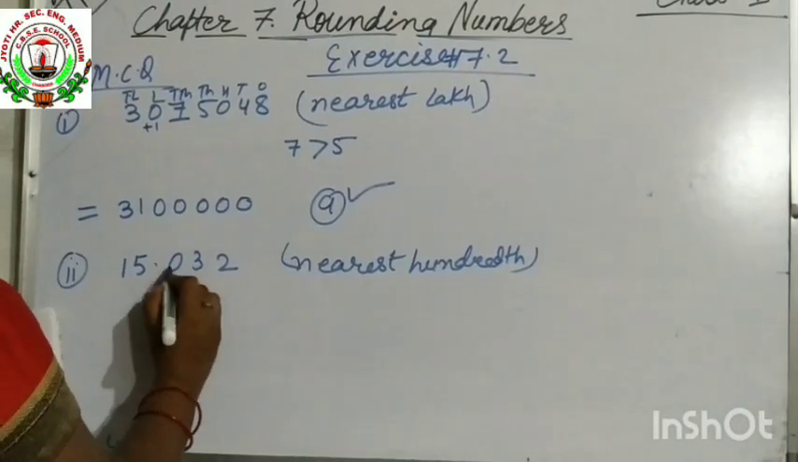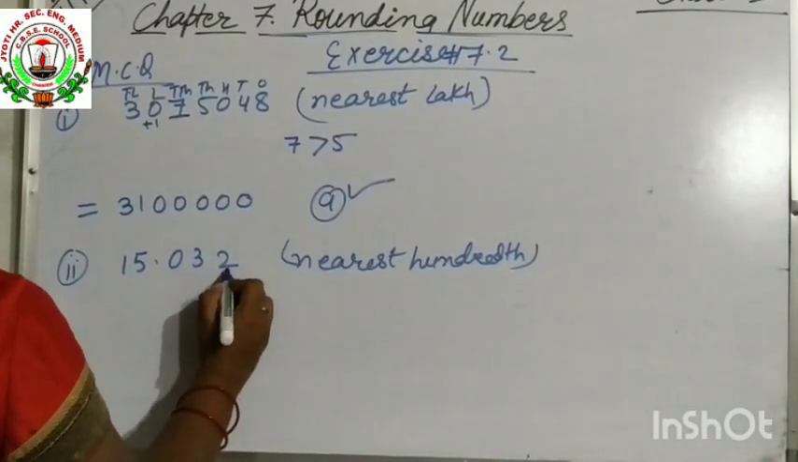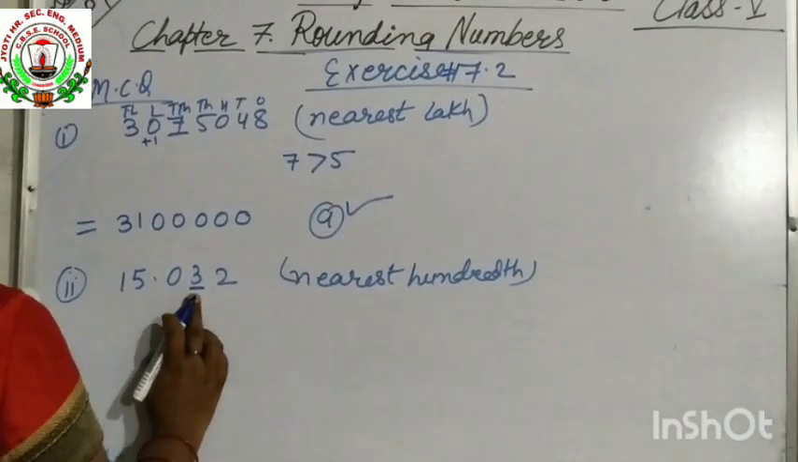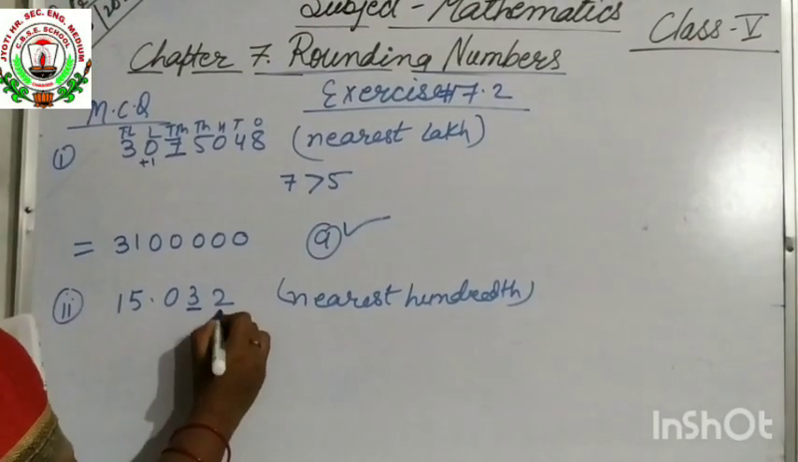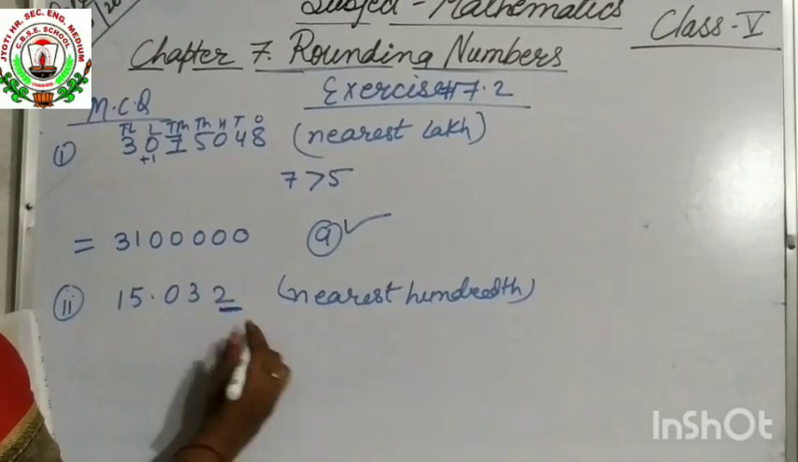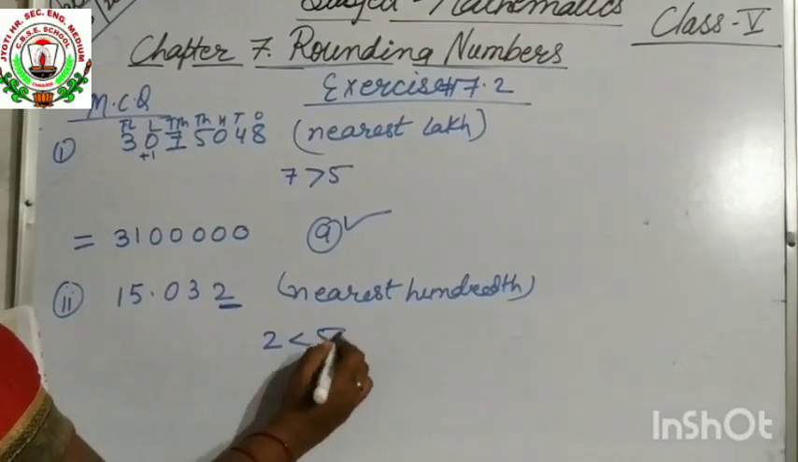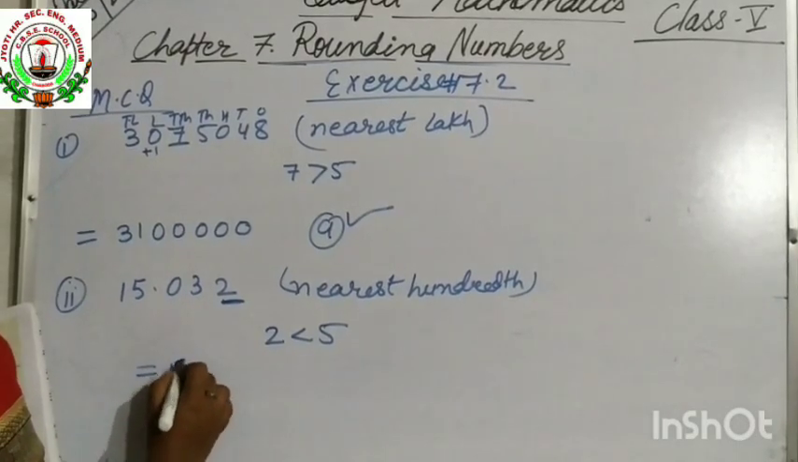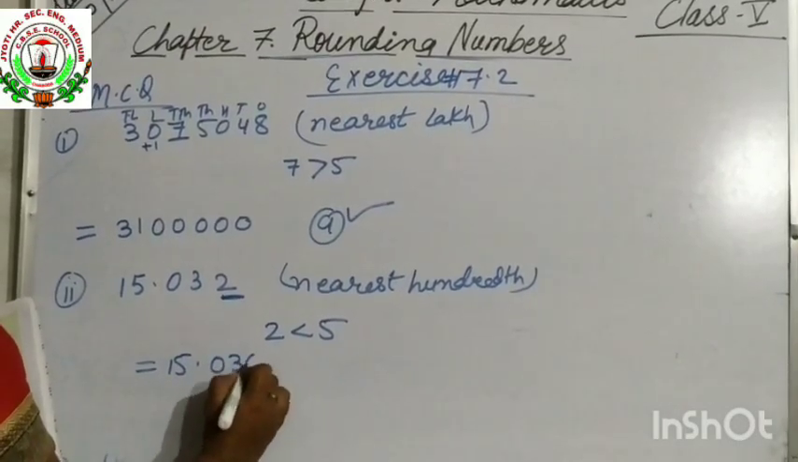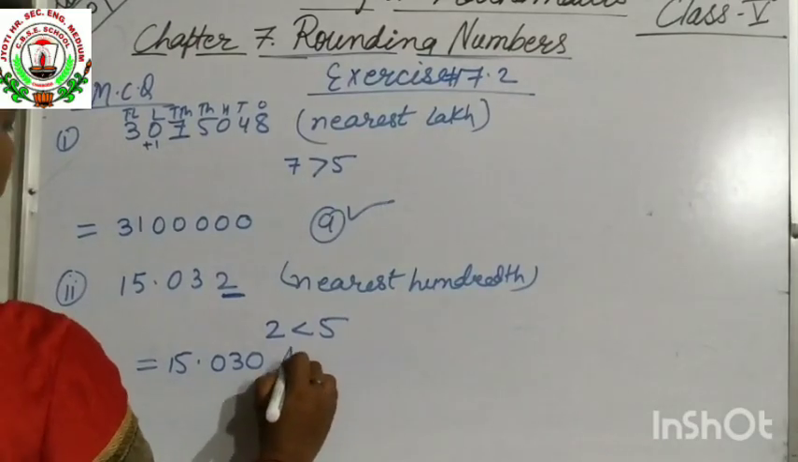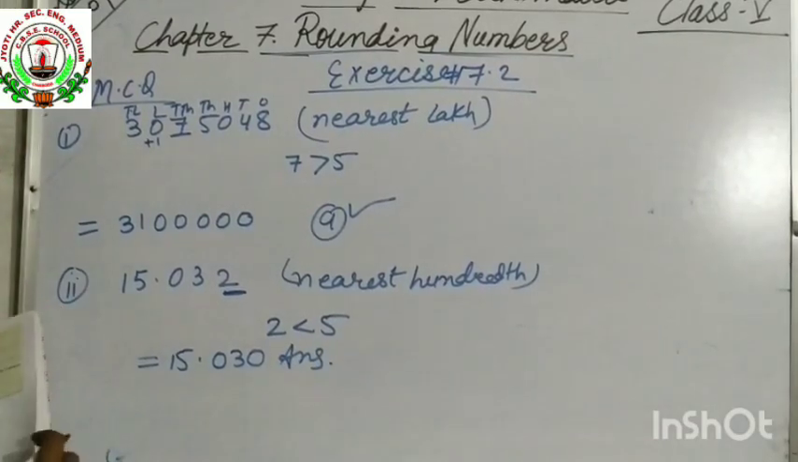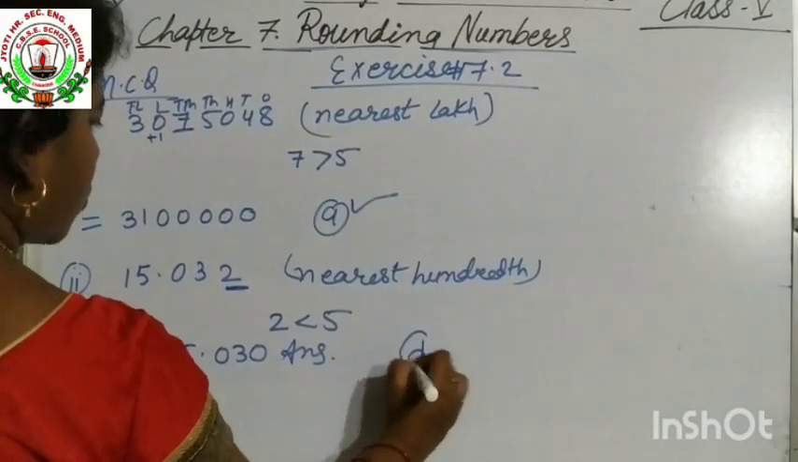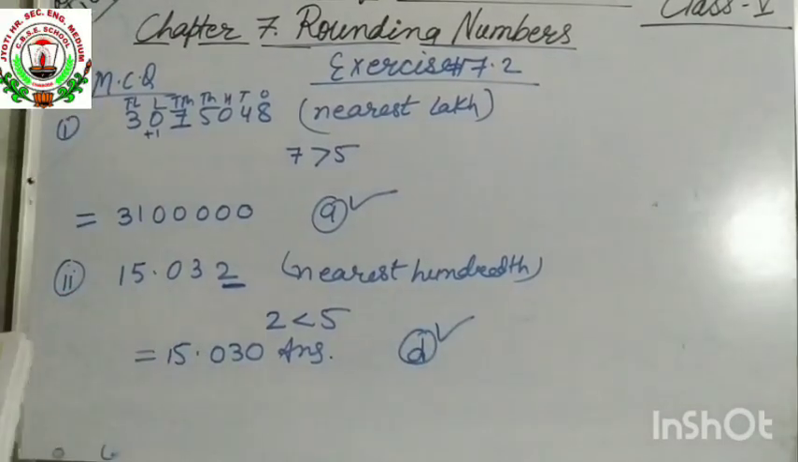Ones, tens, sorry, it is tens, hundreds, thousand. We have to round up to 2 decimal places. So what will we see? We will see this number. This 2 is less than 5. So if it is less than 5, you leave the number as it is and put 0. So it is the round up to the nearest 100, which is your option number D. So you will put a tick in D.